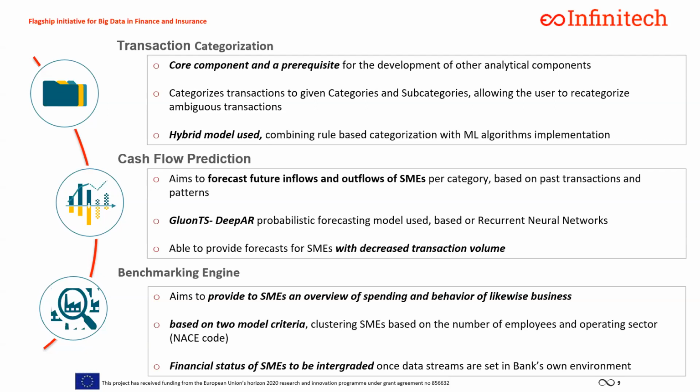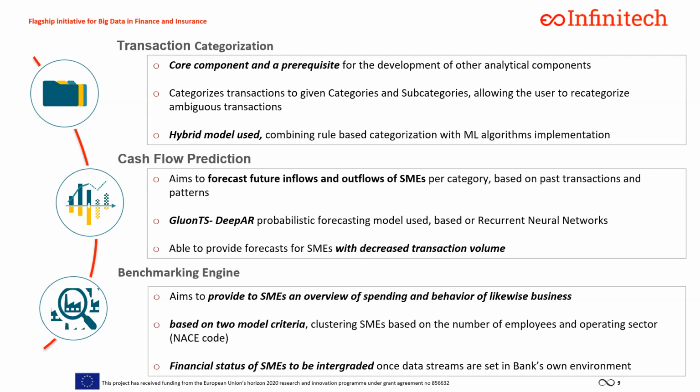Now, the results of those categories are then fed to our DPAR probabilistic forecast model, which is based on RNNs, and the model aims to forecast future inflows and outflows of SMEs. From what we have already tested, we can get pretty accurate predictions with a decreased transaction volume, where we have a threshold of 10 transactions in order to be ingested into the model and produce the forecast.